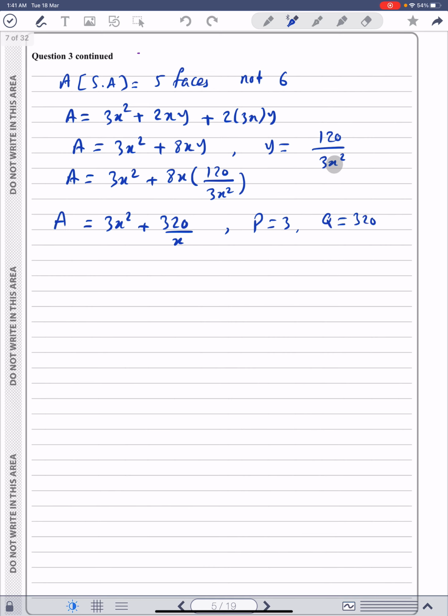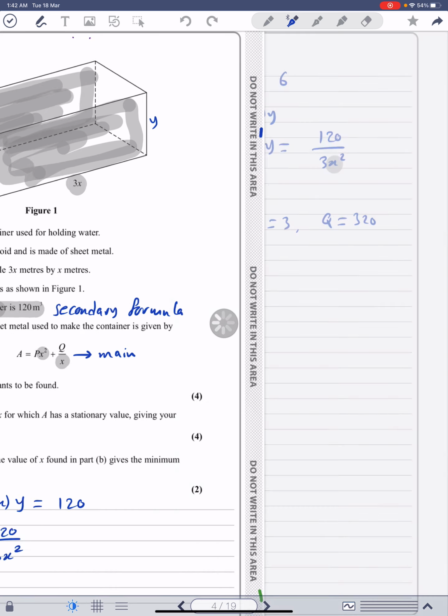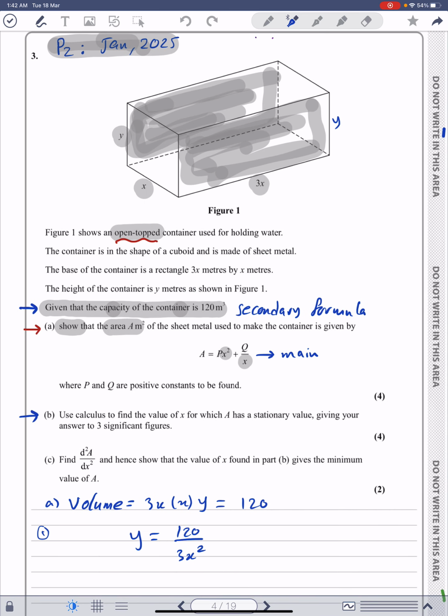Now he's asking us to do this just for one goal, writing A, or the surface area, as a function of x, that will enable us now to differentiate it and continue, as will be seen now in the last 2 or 3 minutes, by preparing it to be differentiated, because he's asking us in part B, use calculus to find the value of x for which A has a stationary value.